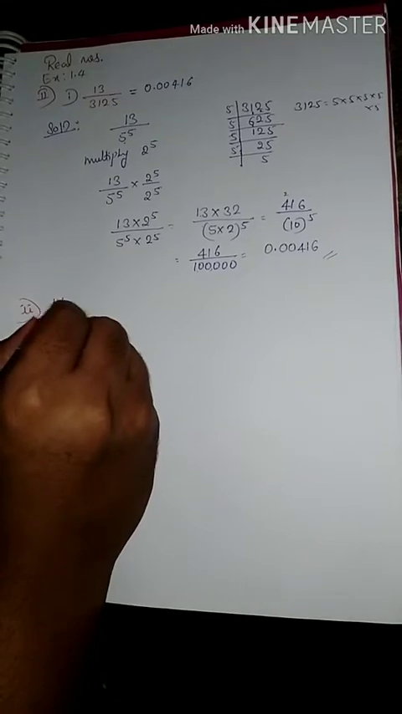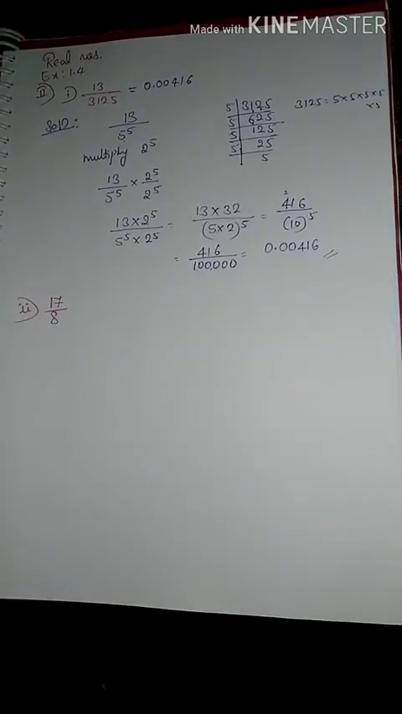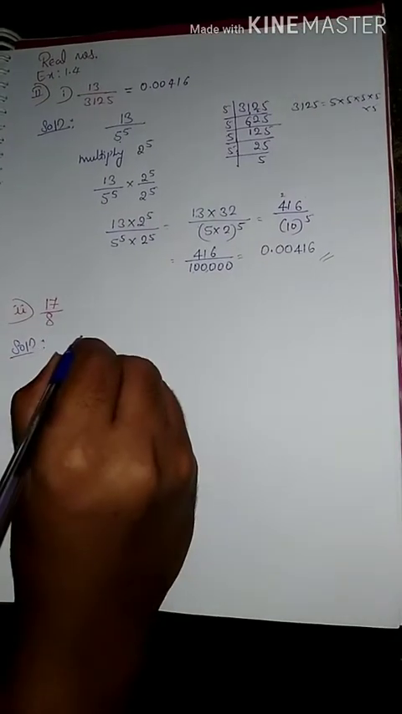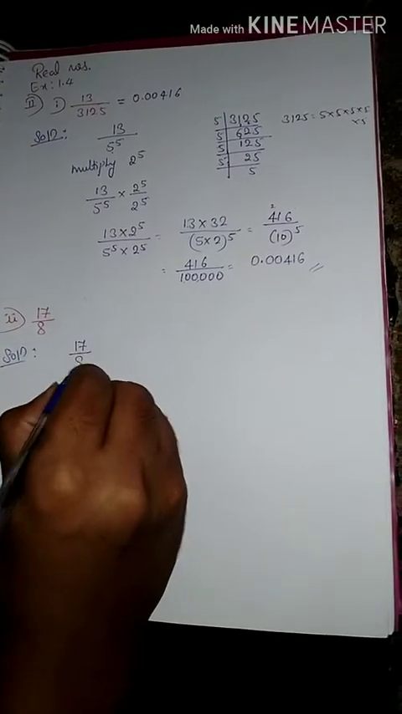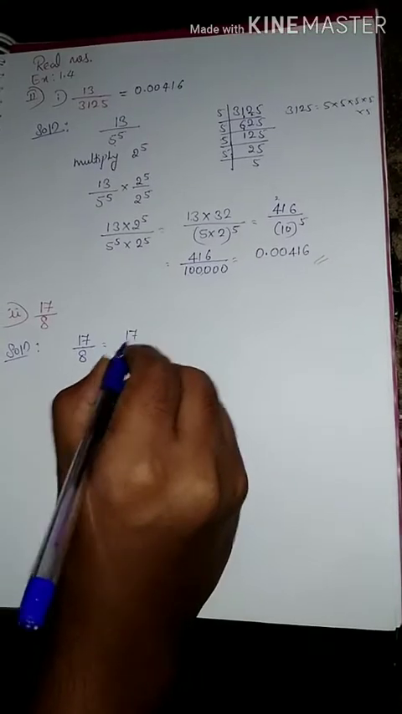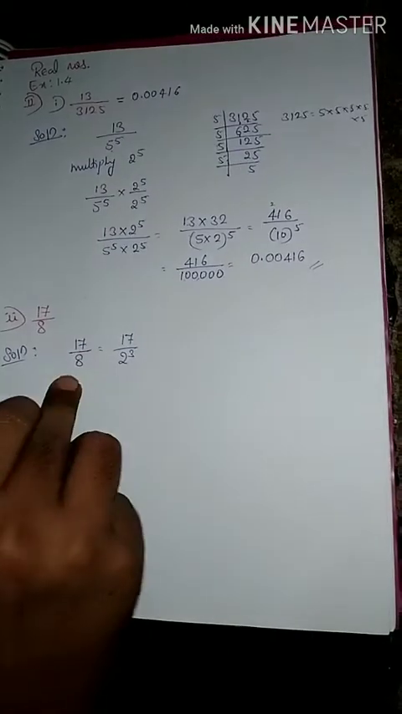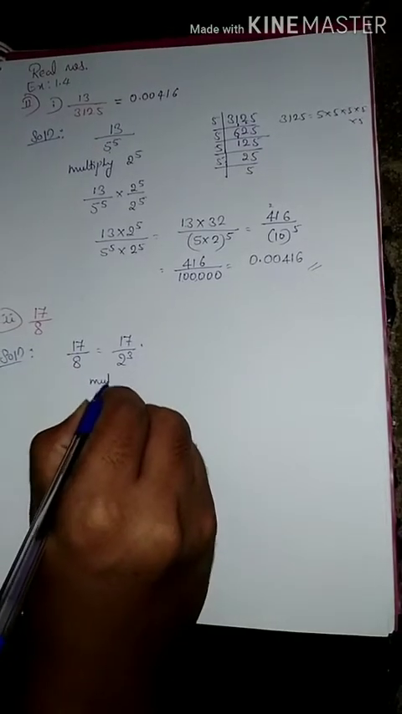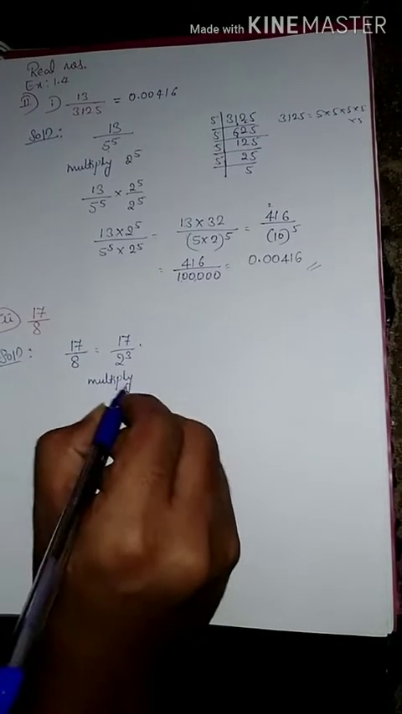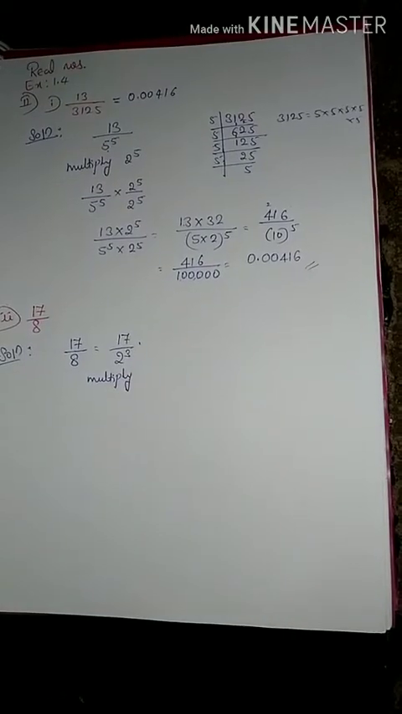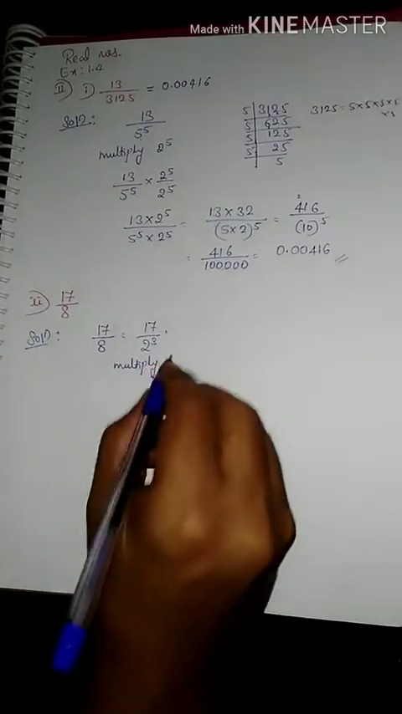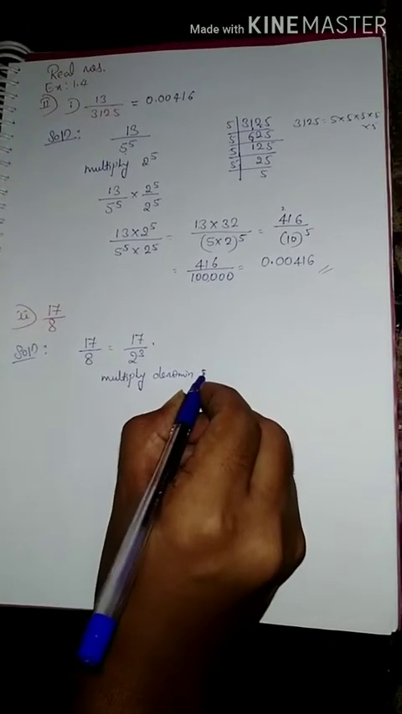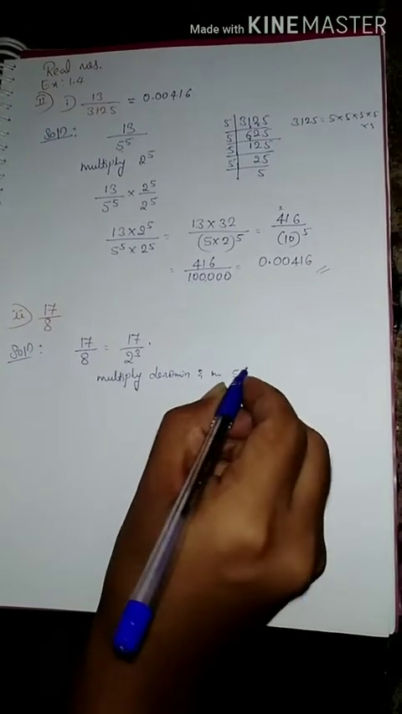And next, second one, 17 divided by 8. So students, here the solution. The given question is 17 by 8, as it is, and the denominator is split as 2 cube, since 8 is nothing but 2 cube. So again here multiply and divide by 5 cube, because we have to convert the denominator in terms of thousands, tens or hundreds. Multiply denominator and numerator by 5 to the power 3.